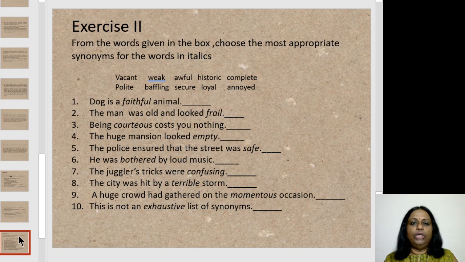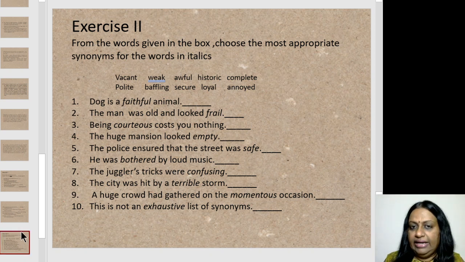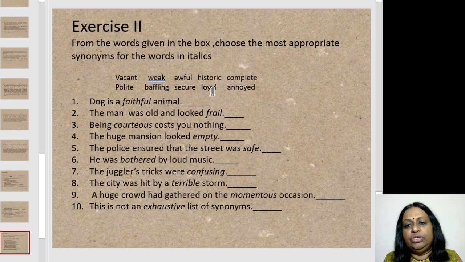Now let's move on to exercise 2, again for synonyms. Let's look at what are the directions that have been given. These are exercises from your textbook. From the words given in the box, choose the most appropriate synonym for the words in italics. So the words are given in italics and you have to substitute them with the most appropriate synonyms.